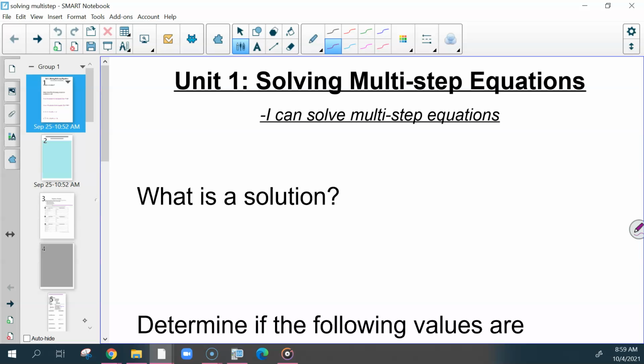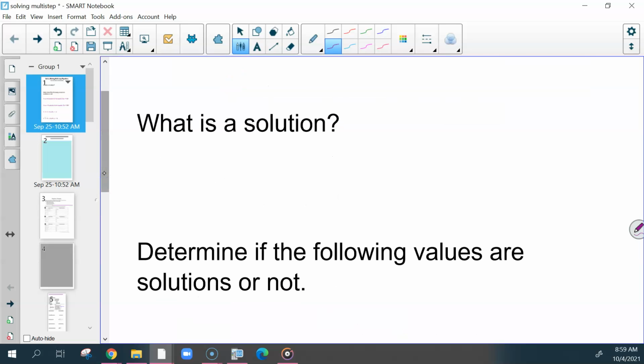So, some of this may be review sheets, some of this may be brand new, either way, that's fine. So we're going to be solving multi-step equations in this unit. We're solving equations that don't just take one step or two. So when you hear the word solution, what comes to mind? I see hands.